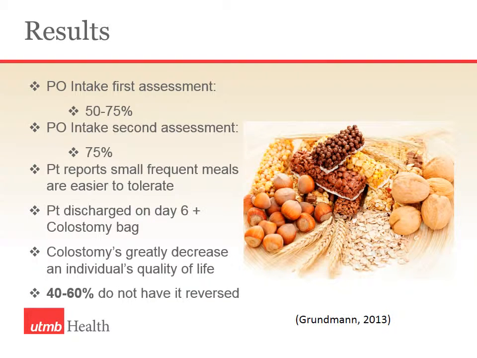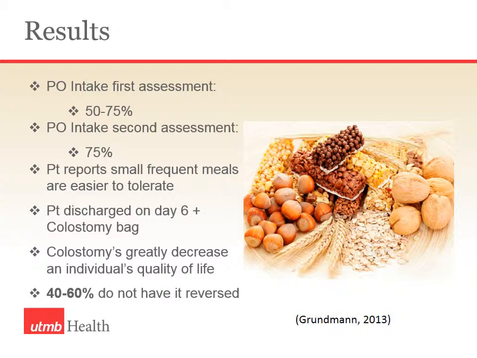And the results? The patient ate really well, actually. The first assessment, he had 50 to 75% PO intake. Now, this was clear liquids only. However, on the second assessment, he was eating at least 75%, and he reported that smaller, frequent meals were easier to tolerate. He wasn't able to tolerate a whole lot at once, but he did say that he was able to eat some in between and drink his boost in between meals.